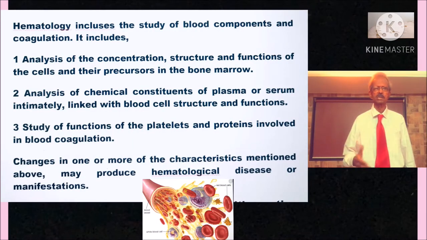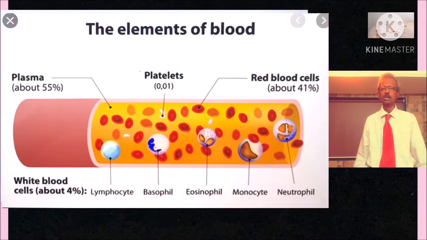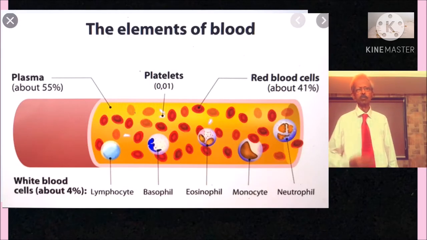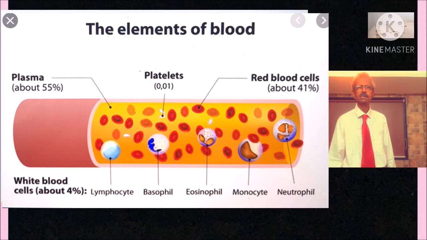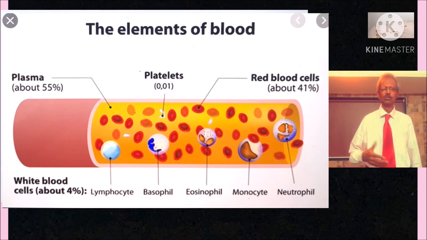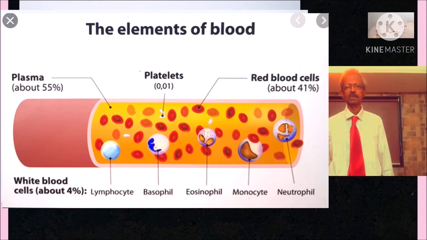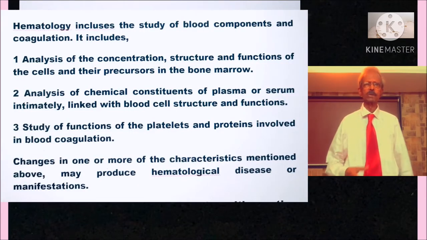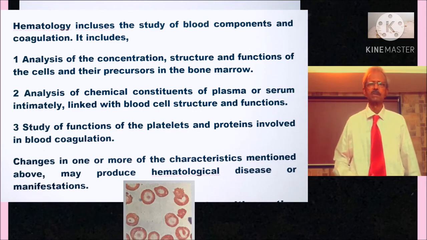Hematology includes the study of blood components and coagulation, and it includes: 1. Analysis of the concentration, structure and functions of the cells and their precursors in the bone marrow. 2. Analysis of chemical constituents of plasma or serum intimately linked with blood cell structure and functions. And 3. Study of functions of the platelets and proteins involved in blood coagulation. Changes in any one of the characteristics mentioned above, like 1, 2 and 3, may produce hematological diseases.